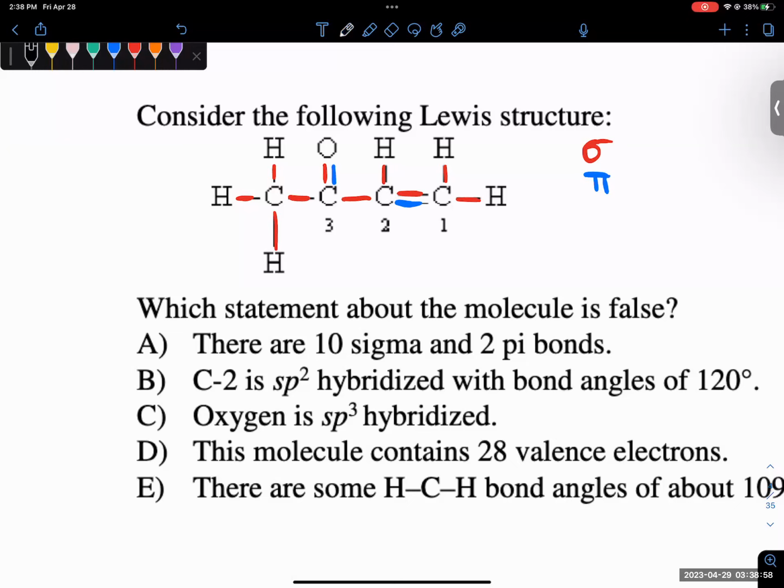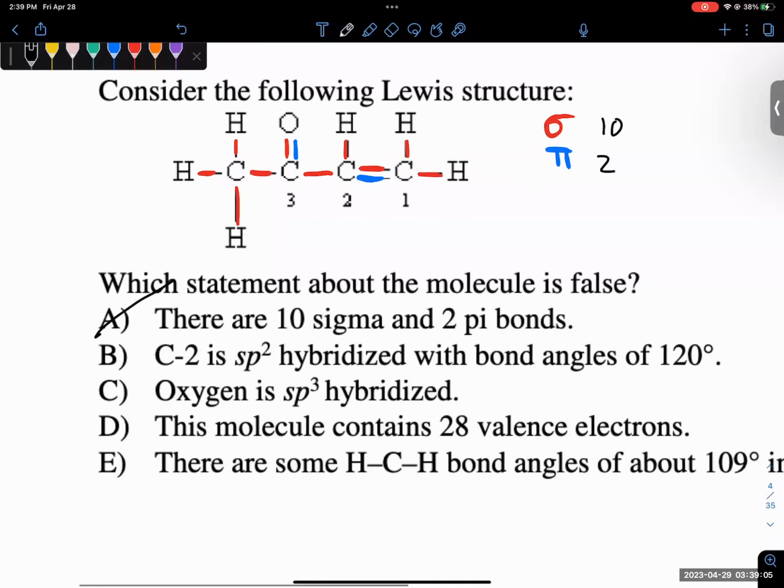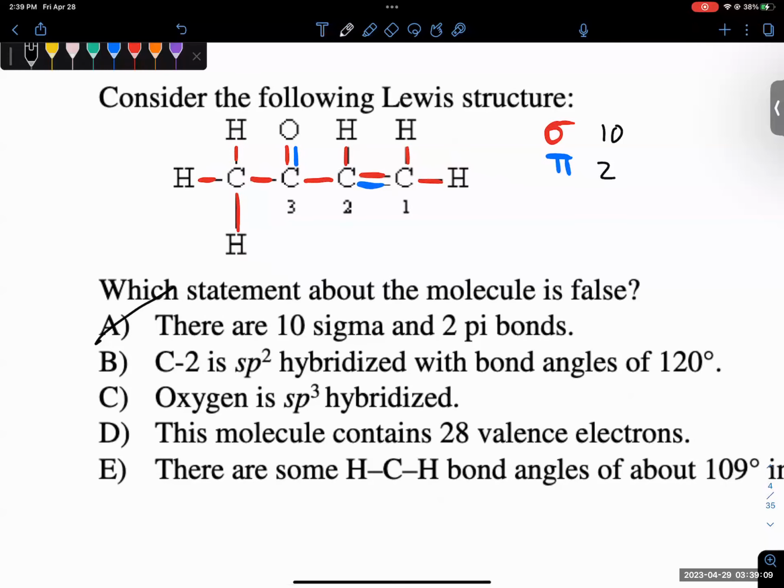Okay, so 10 and 2, so we have 10 sigmas and 2 pi's. So that's true. So what's false? B: Carbon 2 is sp2 hybridized with bond angles of 120. What do y'all think?